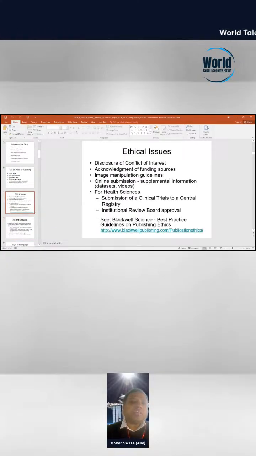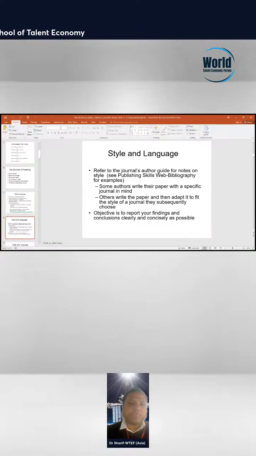So when we discuss ethical issues, disclosure of conflict of interest is very important for us. Acknowledgement of funding sources, image manipulation guidelines, online submissions, supplementary information, and, for health science submissions, registration of a clinical trial in a central registry. Institutional review board approval is very important.